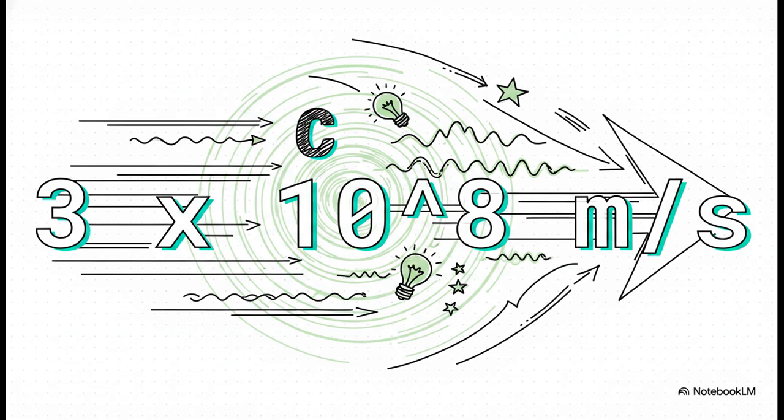And they're doing this at a speed that is literally mind-boggling. In a vacuum, all electromagnetic waves travel at the exact same constant speed, the speed of light. We represent that with the letter c. And that number? 3 times 10 to the power of 8 meters per second. Guys, that is 300 million meters every single second.